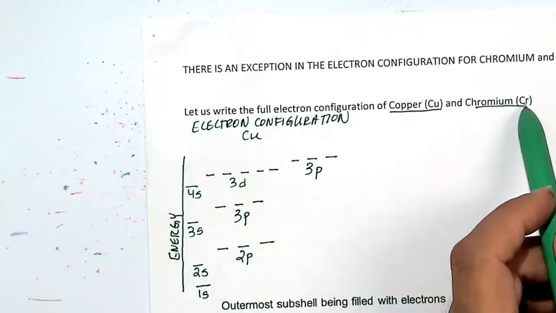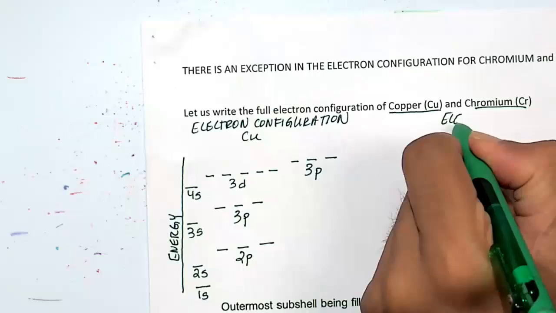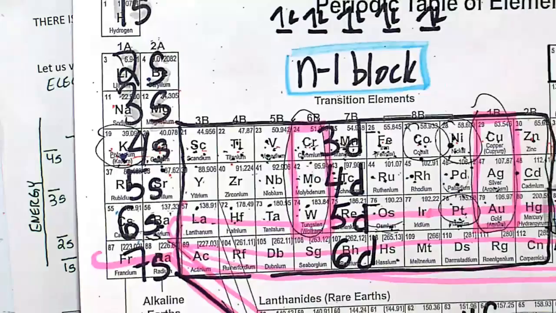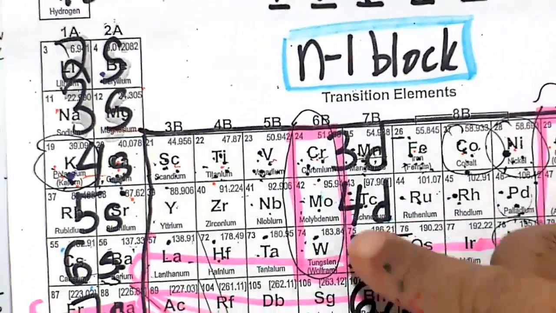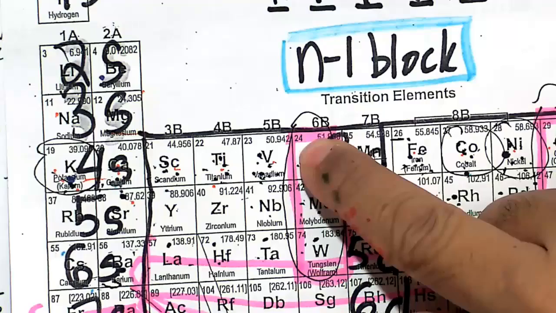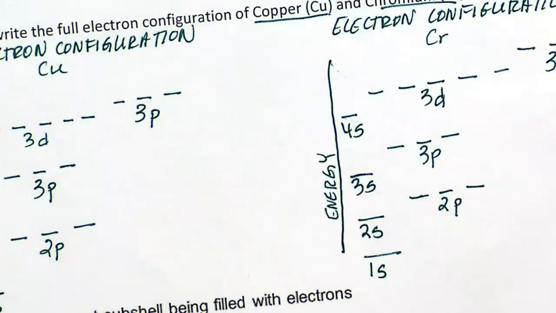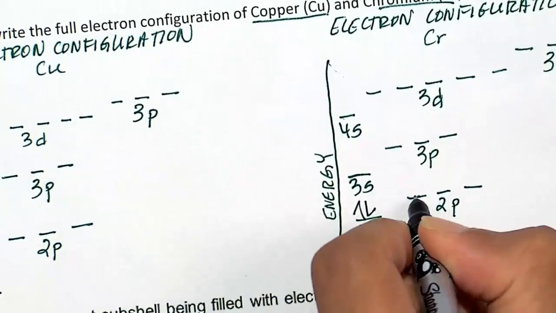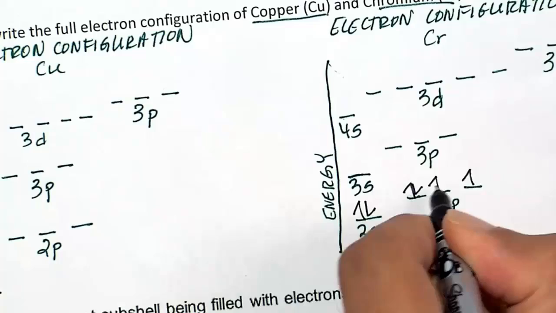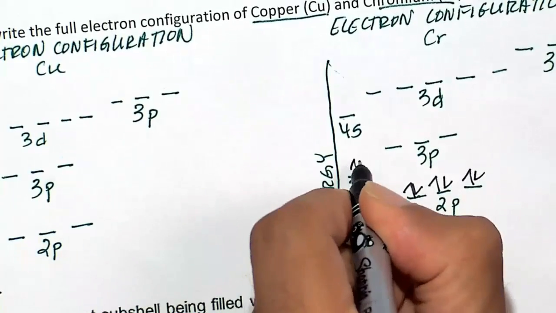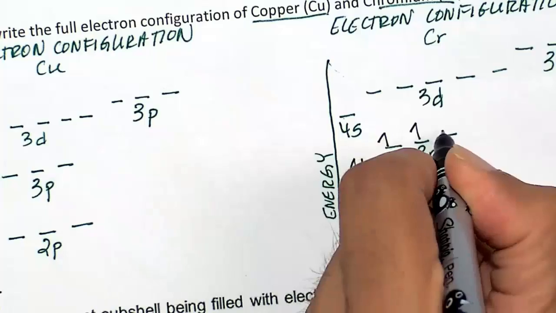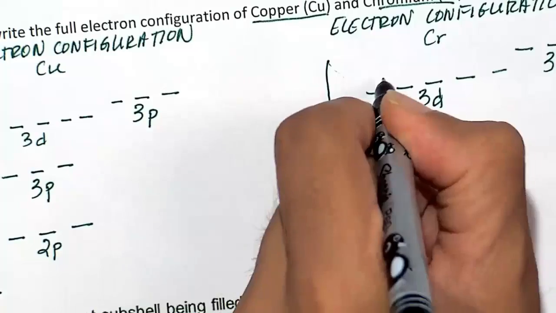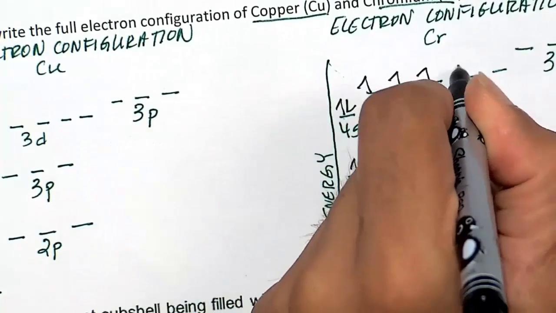Let's do chromium first. Okay, so let's just do on this side here the electron configuration of chromium. How many electrons in chromium? 24. Okay, so let's do this. Ready? 24. All right, 1, 2, 3, 4, 5, 6, 7, 8, 9, 10, 11, 12, 13, 14, 15, 16, 17, 18, 19, 20, 21, 22, 23, 24.